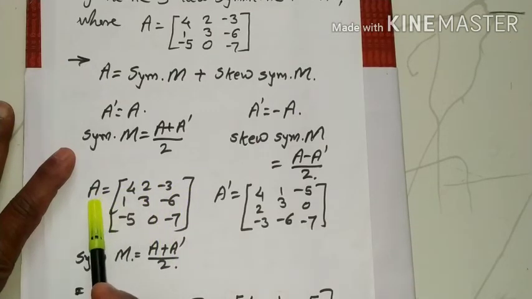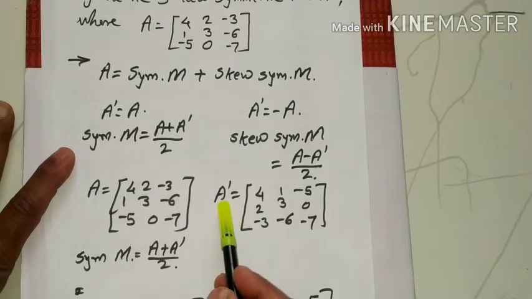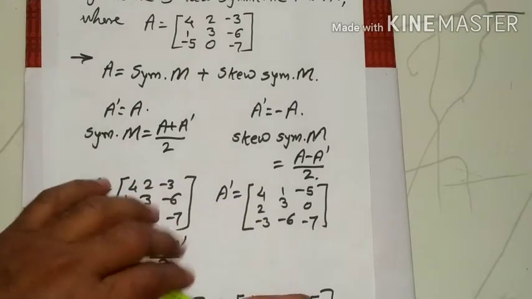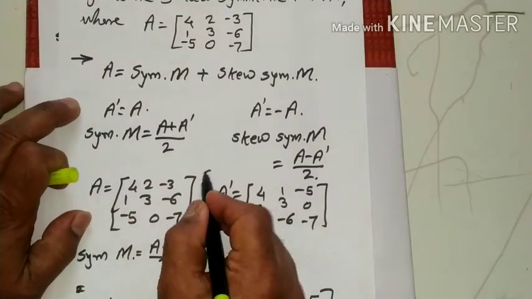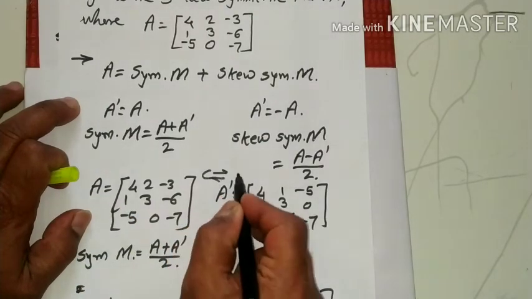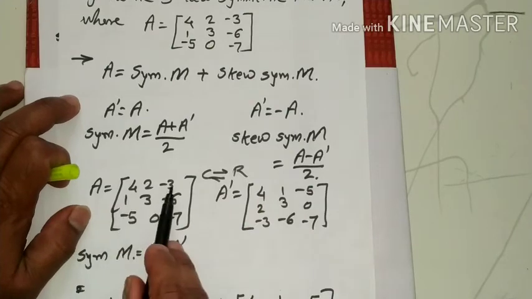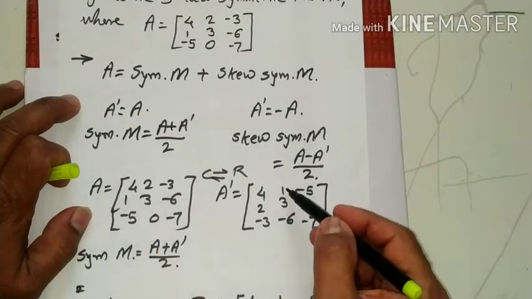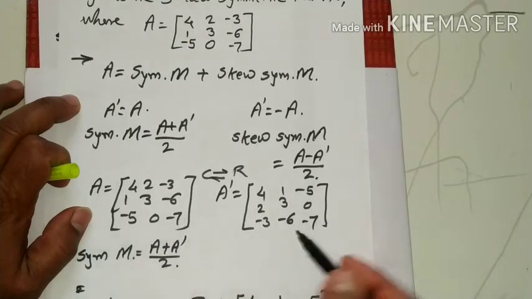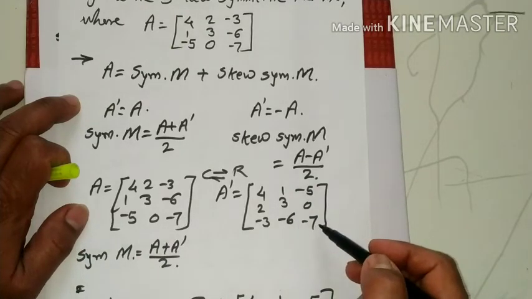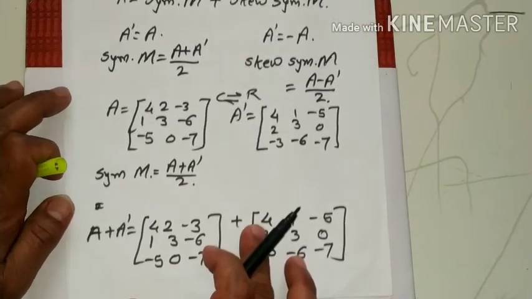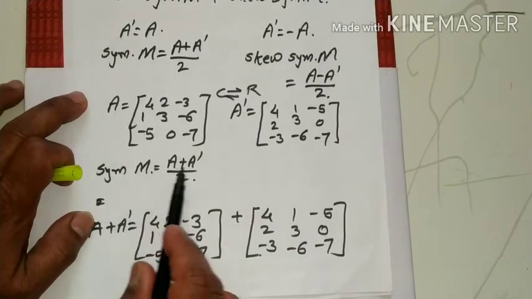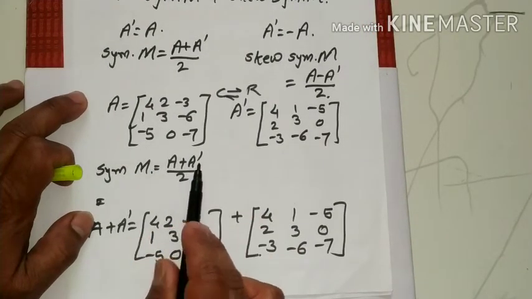This square matrix is converted into transpose of matrix. Transpose means column changes to row and row changes to column. So here first row converted into first column, second row converted into second column, third row converted into third column. Then symmetric matrix is equal to A plus A dash divided by 2.